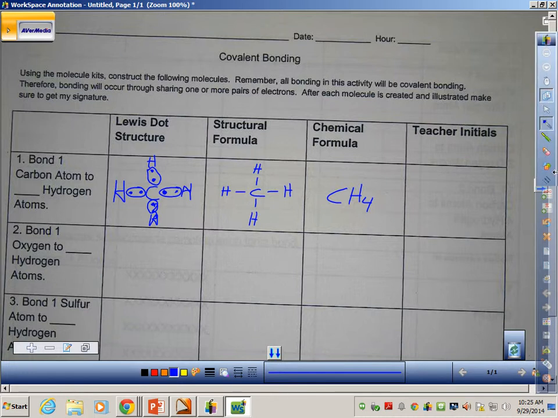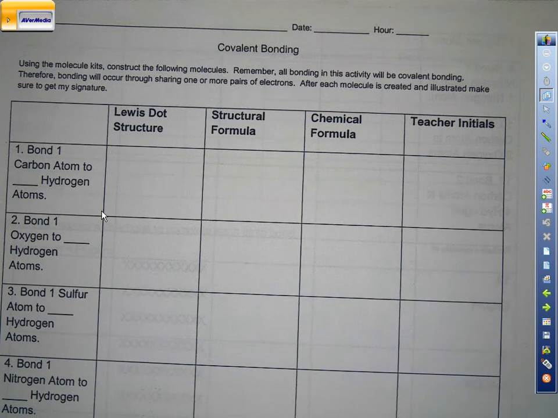So if you look at your little packets there, okay, I'm going to go ahead and get a plain white piece of paper here to do this on top of. So we do carbon first. Everybody grab one of those black ones. Okay?